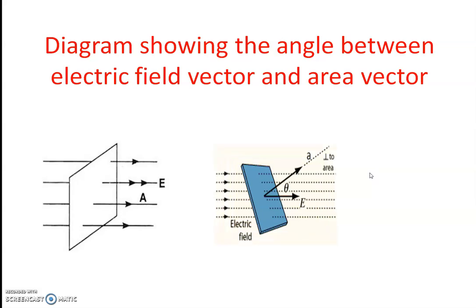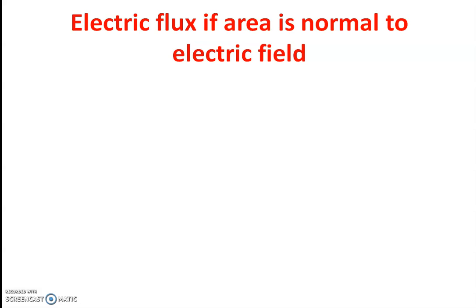This is another case. Here you can see that the electric field is making an angle theta with the area vector. So here all field lines will not pass through it. Only the cosine component of electric field lines will be passing through that area. Okay. So for the flux only E cos theta will be contributing. So we'll see the first case, the electric flux when the area is normal to the electric field.